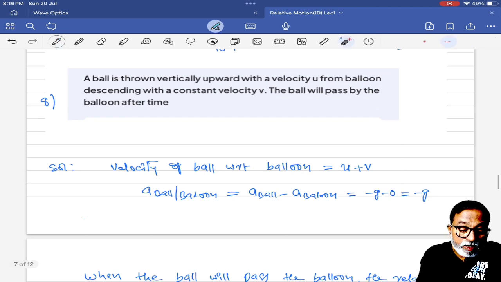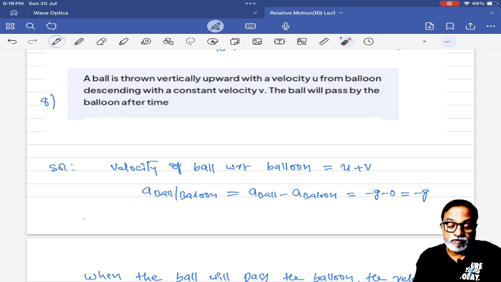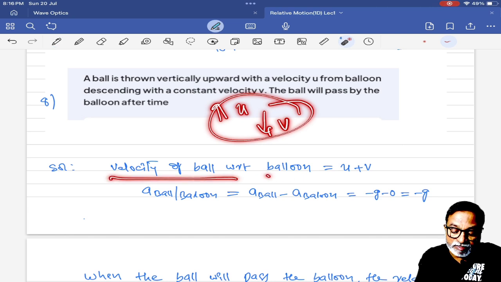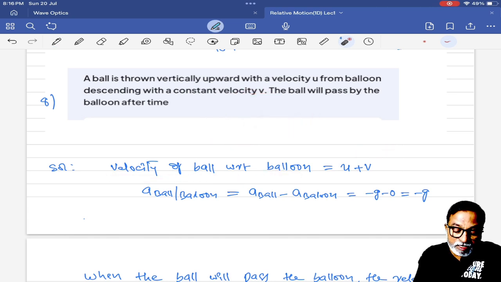Here a ball is thrown vertically upwards with velocity u from a balloon descending with constant velocity v. The ball will pass by the balloon after time? See here, this is the balloon. It is moving downwards with velocity v. A ball is projected with velocity u upwards. Therefore, u is upwards, v is downwards. Therefore, velocity of ball with respect to balloon is u plus v. Here, acceleration of the ball, it is projected into air, means it is moving under the influence of gravity. Therefore, its acceleration is g downwards, minus g.